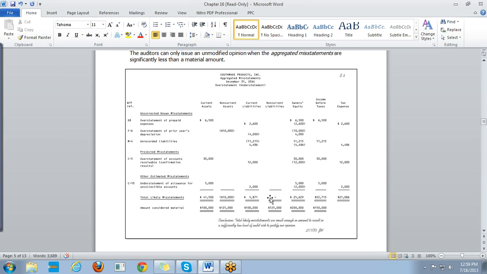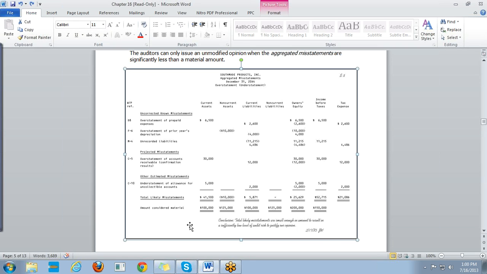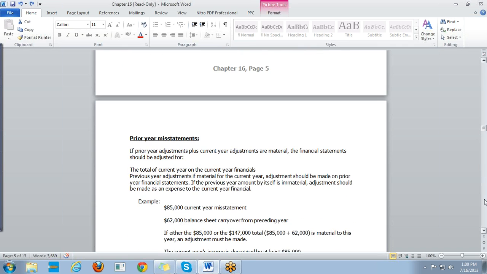So let's take a look at this. Review this chart and then we're going to talk. Your current assets. Total likely misstatements is this much. What is considered material? This much. Look at this total likely. What is material? And what it says is when the aggregated misstatements are significantly less than a material amount, only then an unmodified opinion is called for. Total likely misstatements are small enough in amount to result in a sufficiently low level of audit risk to justify our opinion. Okay, materiality matters, and so I would review this for a few multiple choice questions.